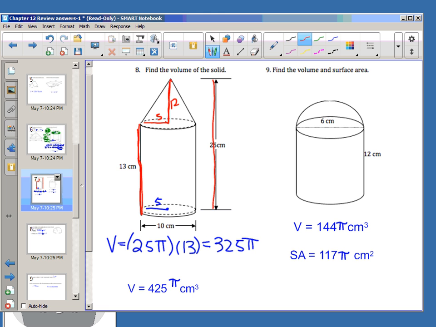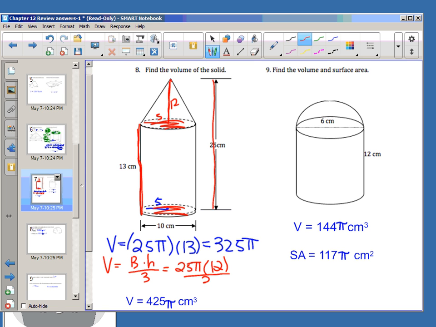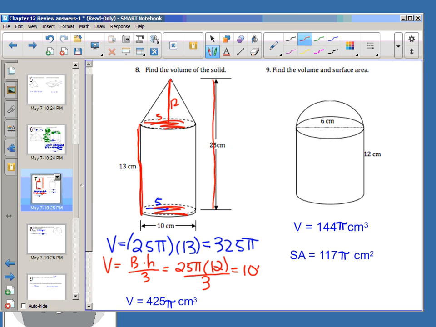So when I want to find the volume of the cone, it's base times height divided by 3. The base area is still 25 pi. It's still this circle and this circle. Times the height, which in this case is 12, but don't forget to divide it by 3 because it's a cone. So I get 100 pi. And I'm going to total it up for a total of 425 pi centimeters cubed.